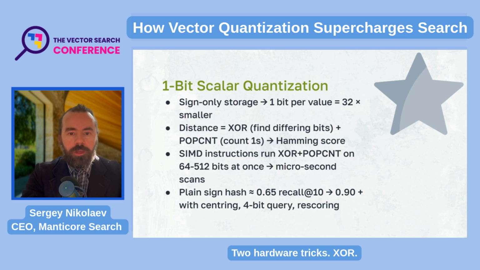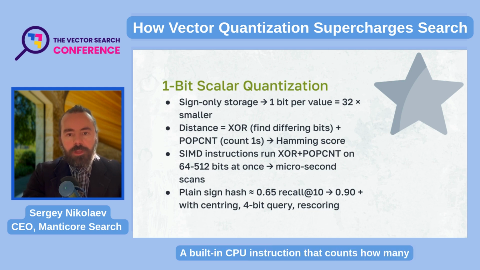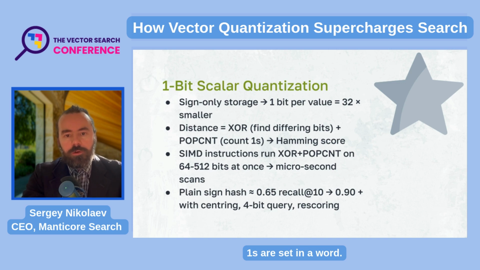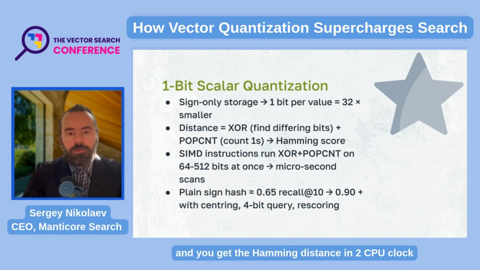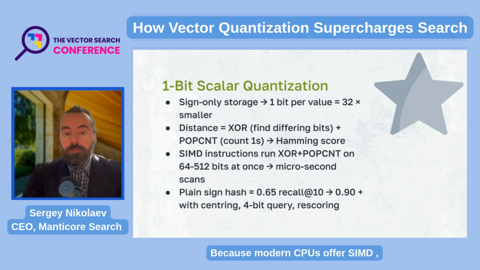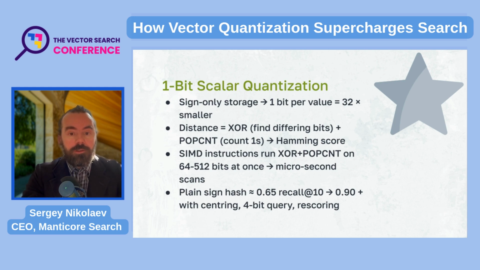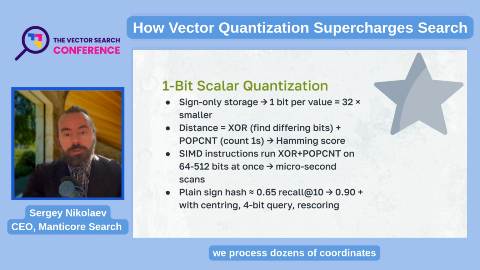Two hardware tricks. XOR: give me a 1 whenever the query bit and the index bit differ. POPCNT: a built-in CPU instruction that counts how many ones are set in a word. Run XOR on the two bit strings, send the result to POPCNT, and you get the Hamming distance in 2 CPU clock cycles. Because modern CPUs offer SIMD, single instruction multiple data, we process dozens of coordinates at once. The whole vector fits in a couple of registers, no RAM fetch, no cache miss.